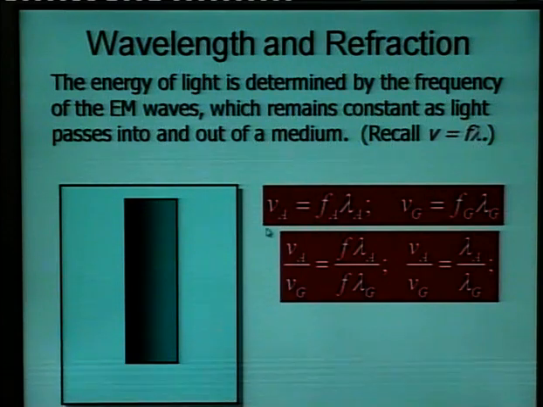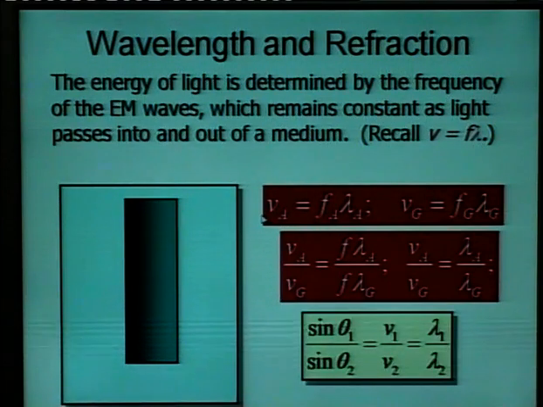So just see here what is happening. We know velocity is frequency into wavelength. So velocity in air is frequency in air into wavelength in air. Similarly, velocity in glass is frequency in glass into wavelength in glass. So vA upon vG is f lambda A upon f lambda G, f and f cancel. So that means vA upon vG can also be written as lambda A upon lambda G.